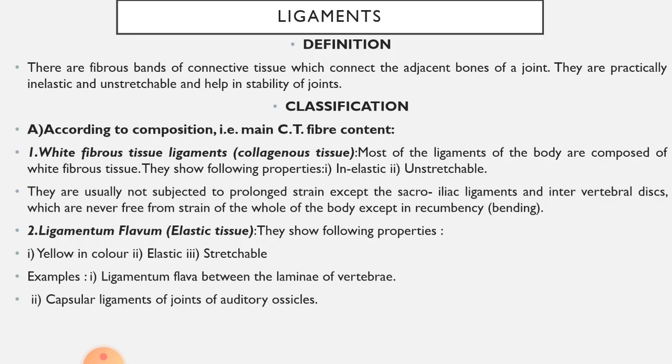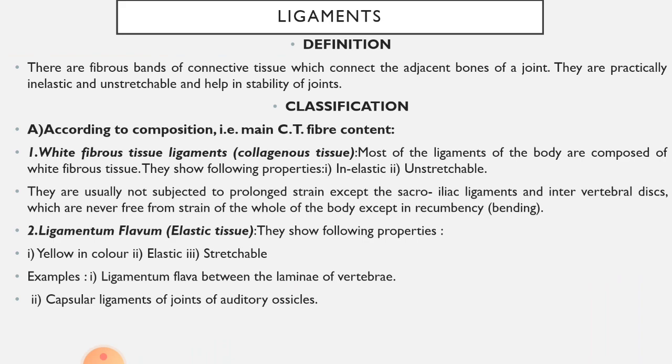The last structure is ligament, and by definition ligaments connect the adjacent bones of a joint, and they are practically inelastic and unstretchable and help in stability of joints. By classification, according to the composition, that is main connective tissue fiber content, they can be white fibrous tissue ligaments. Most of the ligaments of the body are composed of white fibrous tissue.